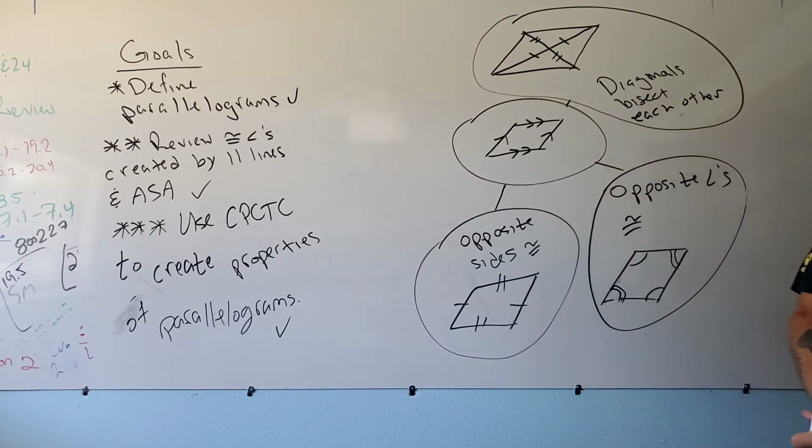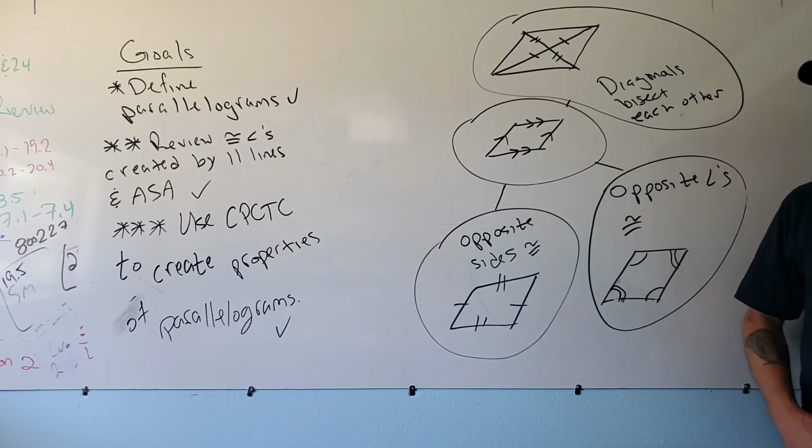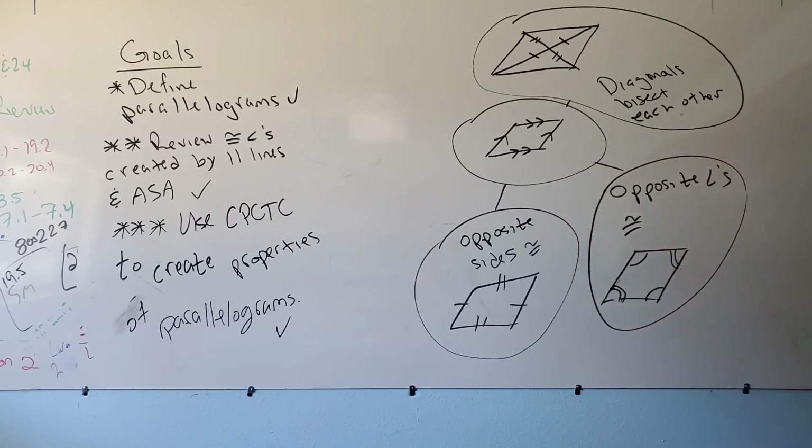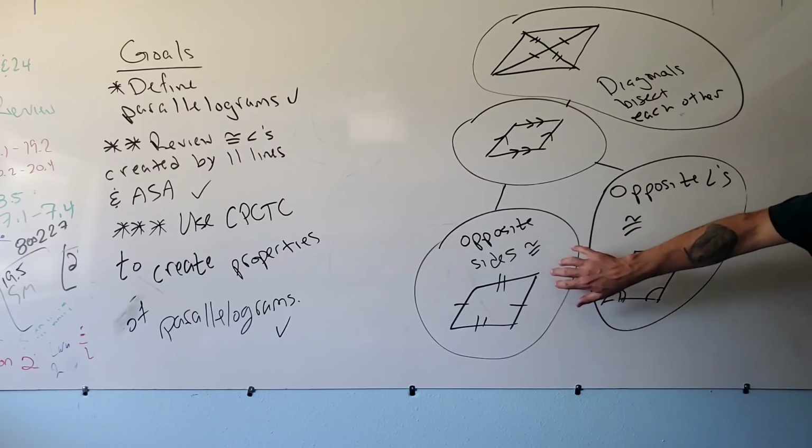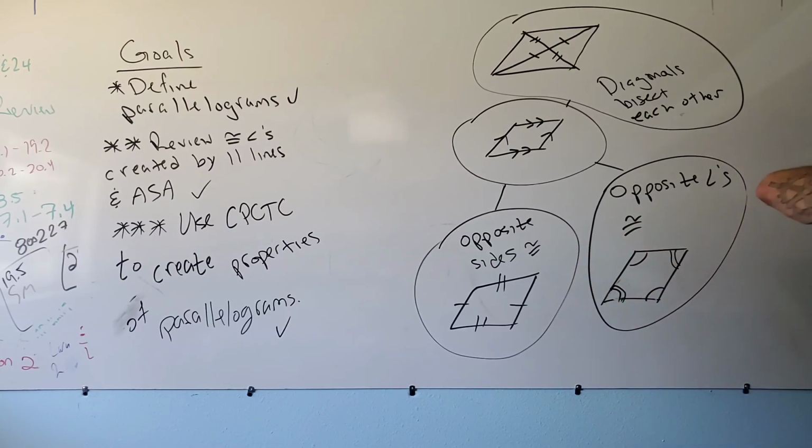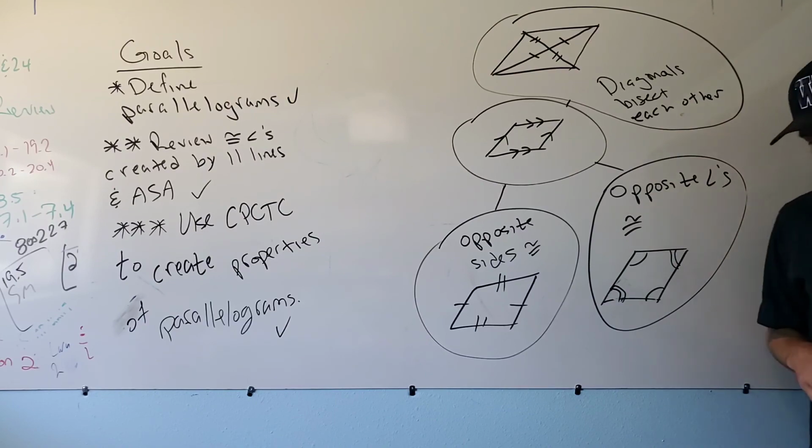Alright, so starting off with a parallelogram, this is a clue. It gives us 3 directions to go for a possible second step, right? Opposite sides are congruent, opposite angles are congruent, diagonals bisect each other. Alright.